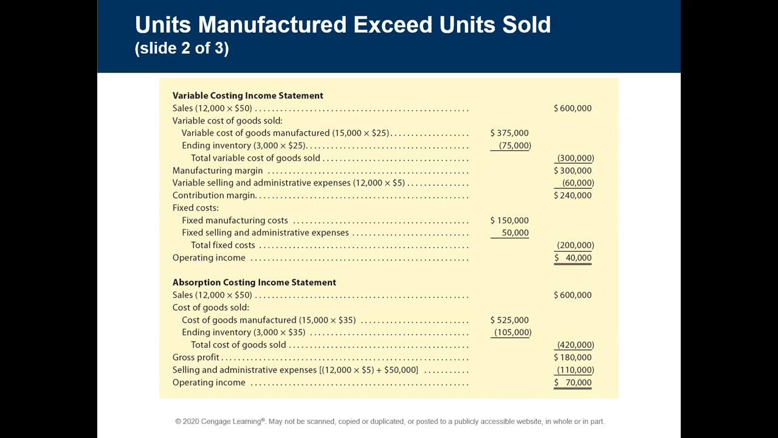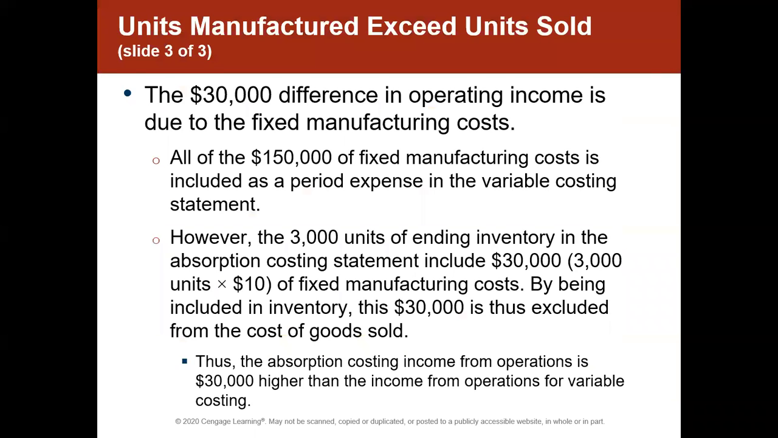Okay. They're both really valid ways of looking at the data. It's just we need to understand there'll be a difference. So this explains what we just talked about, the $30,000 difference. Under the one, all 150,000 of the fixed costs are included as a period expense. Under the other, the 3,000 units of ending inventory in the absorption costing statement include $30,000 of fixed manufacturing costs. So again, we just said that, but this is it in writing, if you like it in writing.